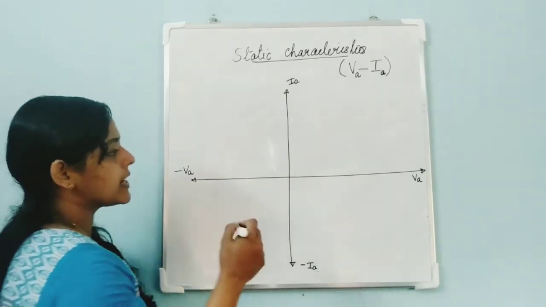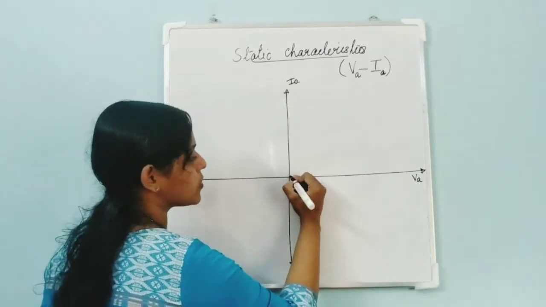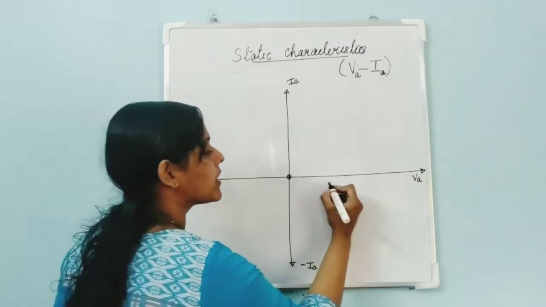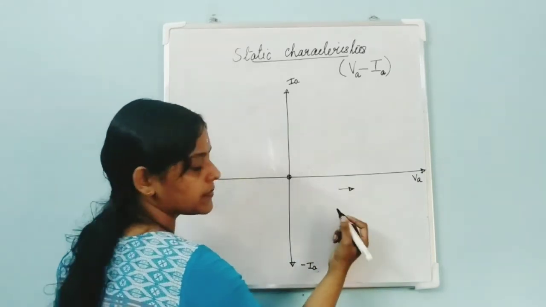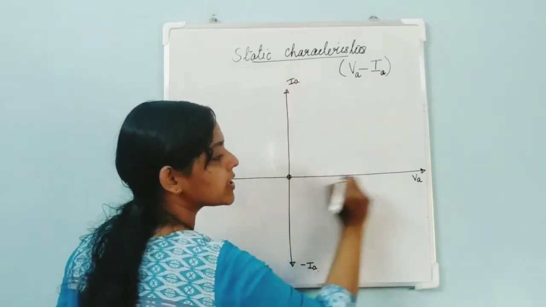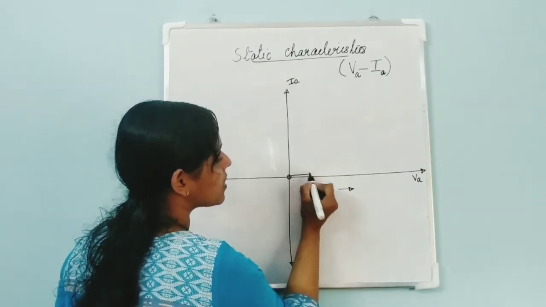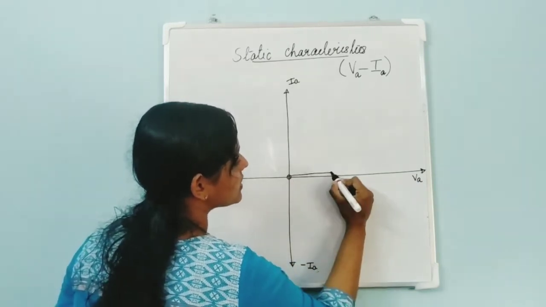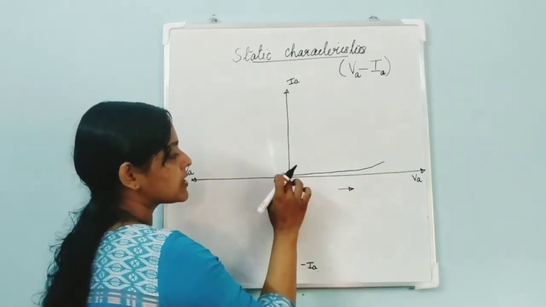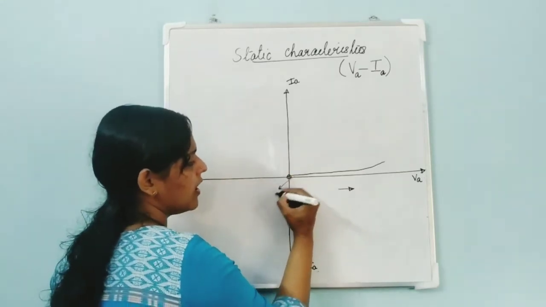Okay, so let's see. Initially when the anode voltage is 0, the current is also 0. No issue. Now when you gradually increase the voltage, the current is increasing in this direction, voltage is increasing in this direction. So when you gradually increase the voltage, the current value is also increasing gradually like this, isn't it? When you increase the voltage, the current is gradually increasing, a very small leakage current.